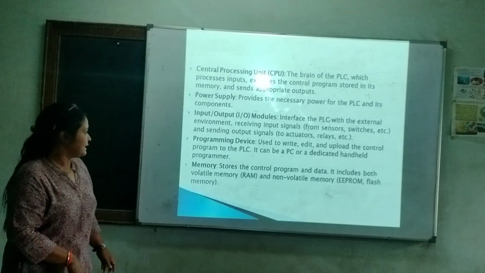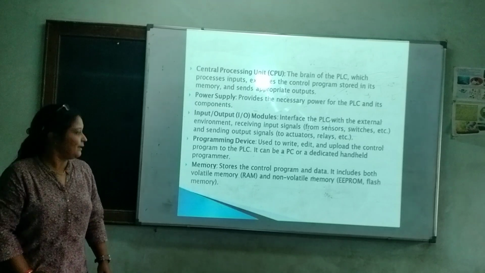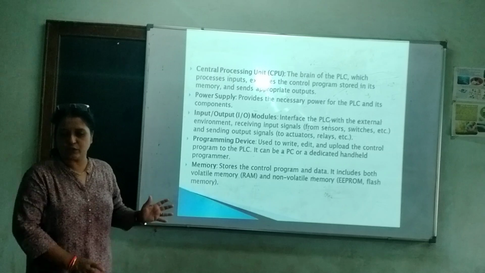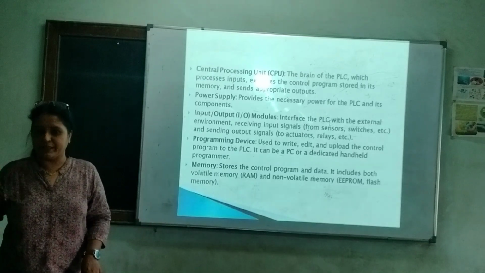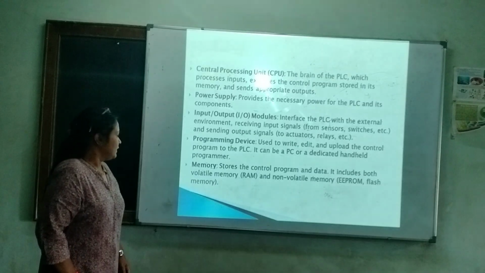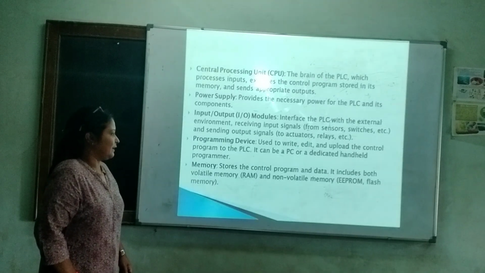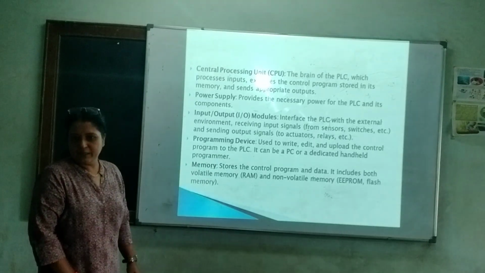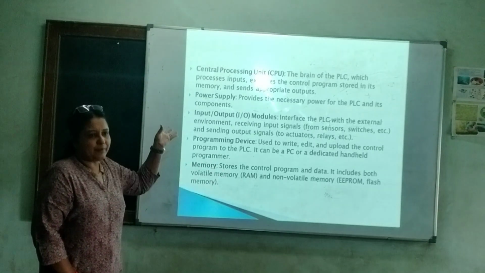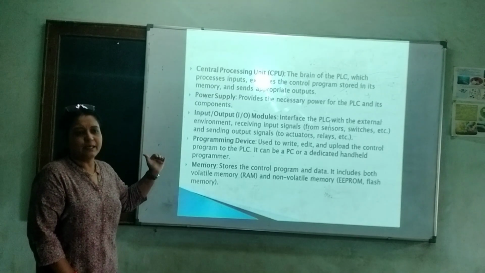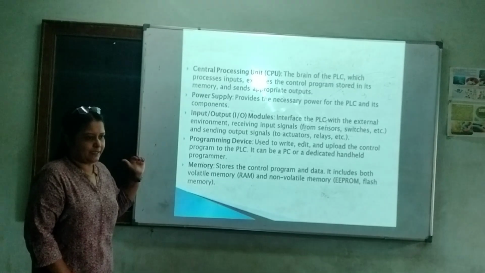Next is the memory. What is the function of the memory? It stores the control program and data. It includes both volatile memory, RAM, and non-volatile memory. Examples are EEPROM and flash memory. All these types of memories are there in the memory unit. This is the explanation for the basic block diagram of the PLC.